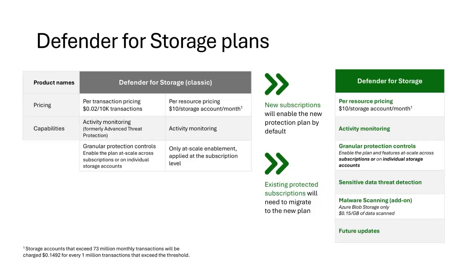We have the activity monitoring and granular protection controls that you can enable at the subscription or resource level. You can exclude resources and override settings. We have the sensitive data threat detection, and the malware scanning add-on, which is at a different price: 15 cents per gigabyte scanned per storage account. And then all of the future updates that we're coming with, for example, the new security alert that we're also going to introduce, and any other threat capabilities that we're working on. So if you are a customer on the Defender for Storage Classic plan and you're already paying $10 per storage account, we really recommend you migrate as soon as possible to these new plans so that you can get all of these nice capabilities within Defender for Storage.